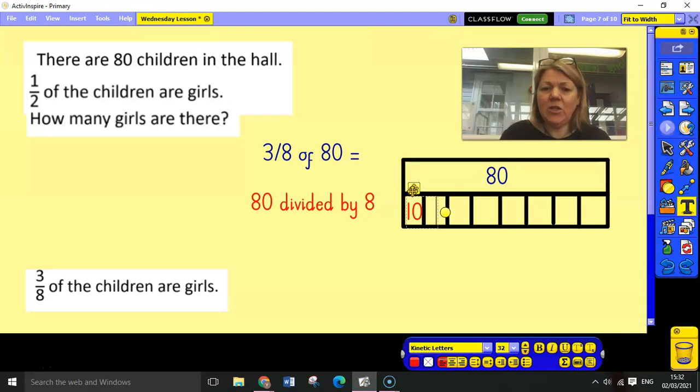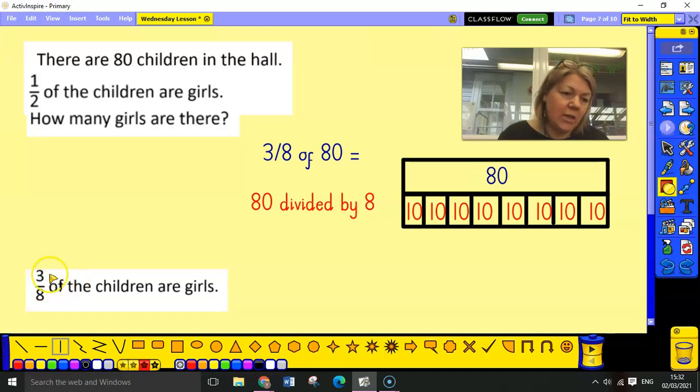Okay, so each of these parts is 10. So let's put them in. And then we'll check in a minute, we'll count them and we'll make sure that I have still got 80 as my whole. So I've got 10, 20, 30, 40, 50, 60, 70, 80. Well, that's great. So I know how many in each part.